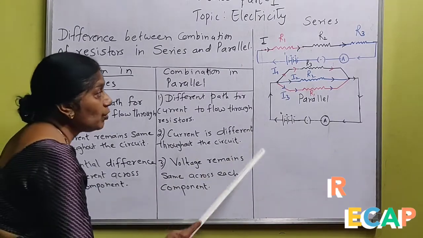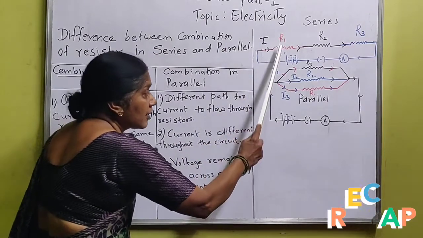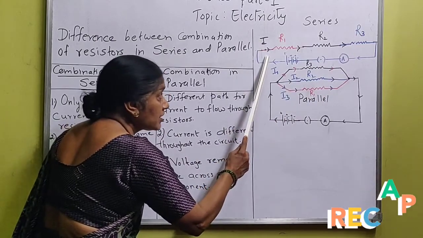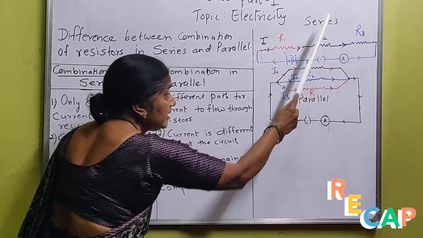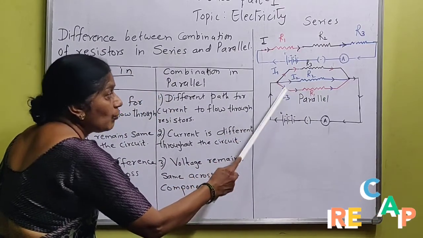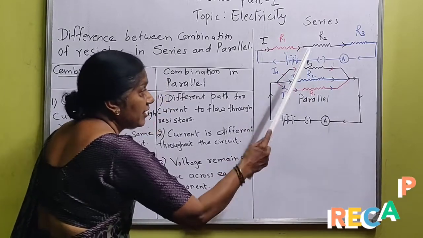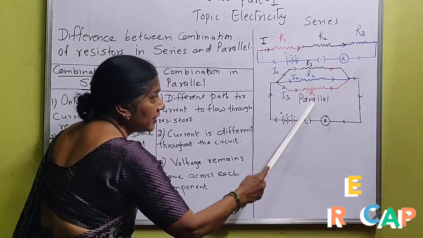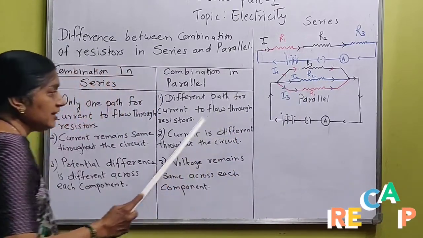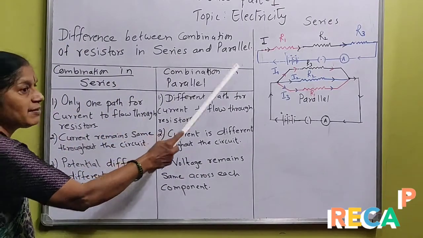Potential difference is different across each component in series. Potential difference means voltage. So the voltage is different in R1, R2 and R3 because current is constant. The voltage changes in series. Why in parallel? Current changes, the voltage remains the same. The potential difference remains the same in R1, R2 and R3 in parallel. These are the differences between combination of resistors in series and parallel.